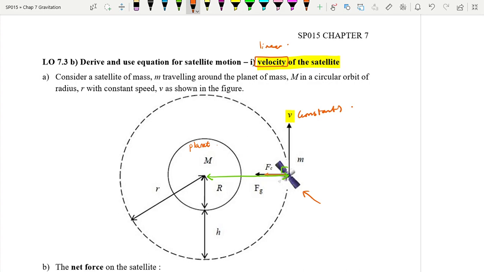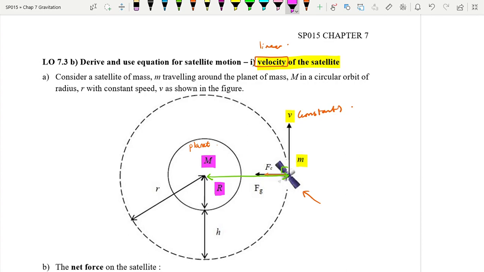Kita nak highlightkan tentang simbol-simbol yang digunakan. So this small m represent the mass of the satellite. Saya labelkan pada satellite, maksudnya mass of the satellite lah. Kemudian capital M dekat sini adalah mass of the planet. Saya gunakan colour lain lah to represent planet. Saya gunakan purple colour, mass of the planet. Kemudian capital R here is the radius of the planet.